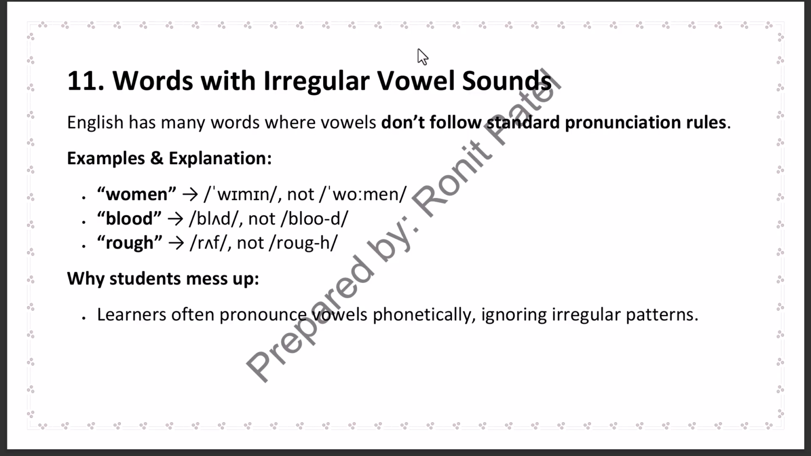Next, we face one of the biggest truths about English pronunciation. English vowels are unpredictable. Words like women, blood, rough do not follow spelling rules. And this frustrates many learners because they want logic. But English pronunciation is not always logical. Sometimes it is simply historical memory.